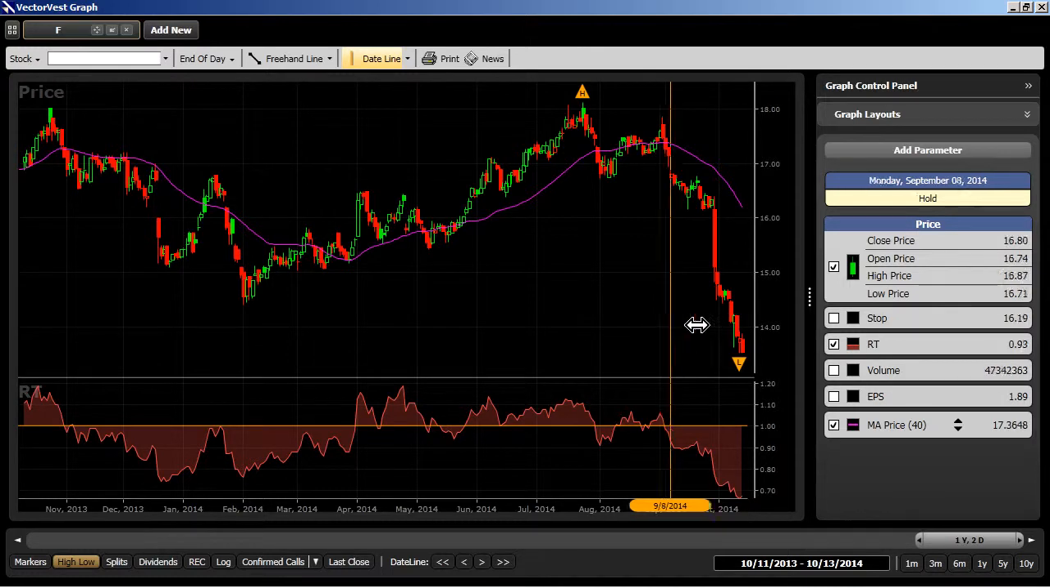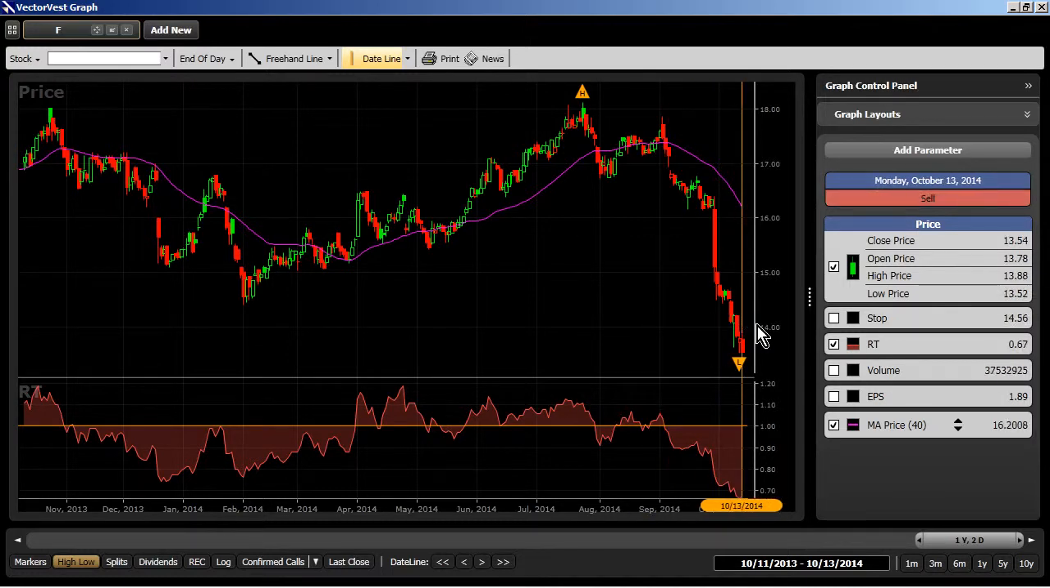Now, one of the other things that you can pick up with RT is a thing called divergences. You don't see this every time, but when you do, it's very significant. And that's why reading a graph is one of the secrets to making money with VectorVest. Take a look at what was going on here. You saw a price hitting a higher high, but down here you saw relative timing hitting a lower high. That was telling you that this uptrend was losing momentum.